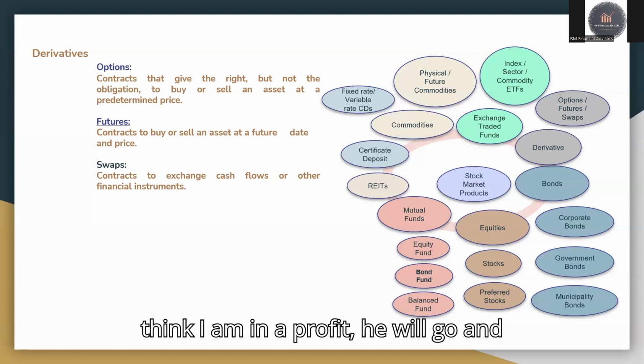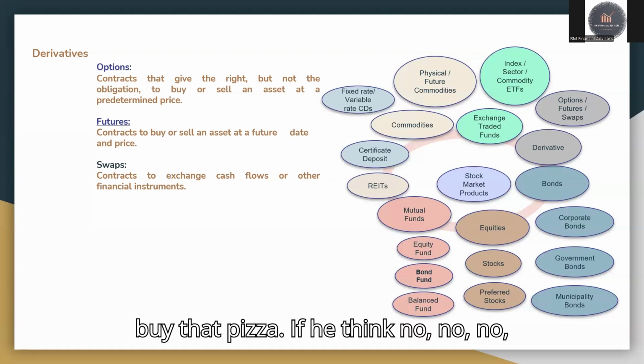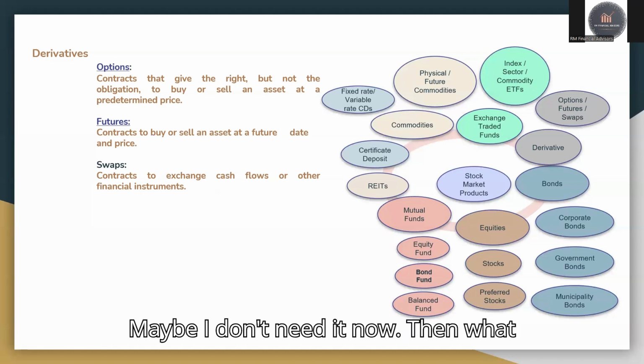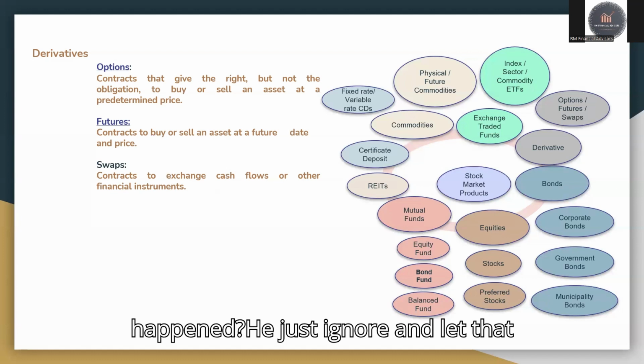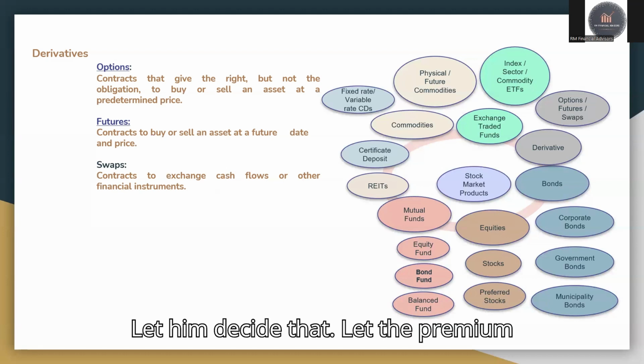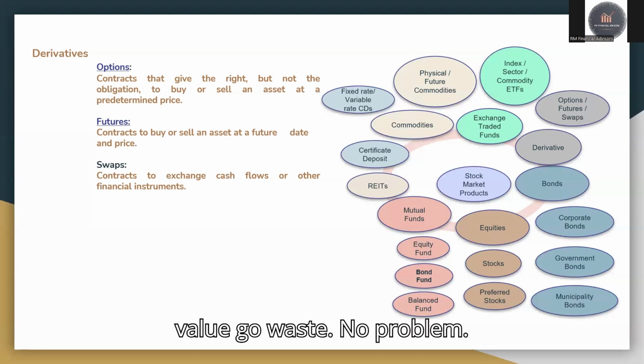If he thinks he is in profit, he will go and buy that pizza. If he thinks no, it's not profitable anymore, maybe I don't need it now, then what happens? He just ignores it and lets that 10 rupees, that is the premium value, go to waste.